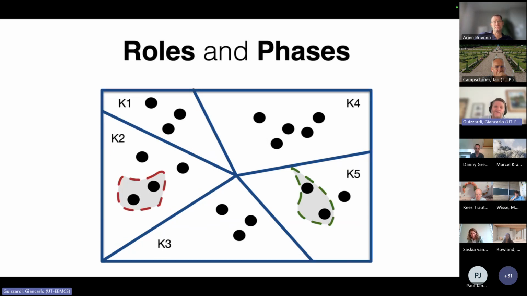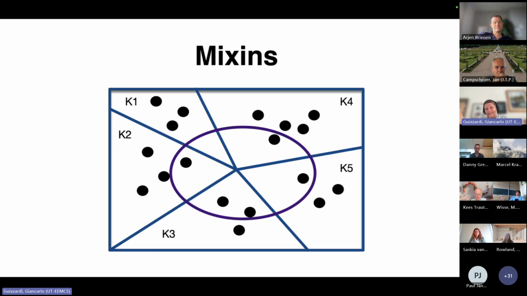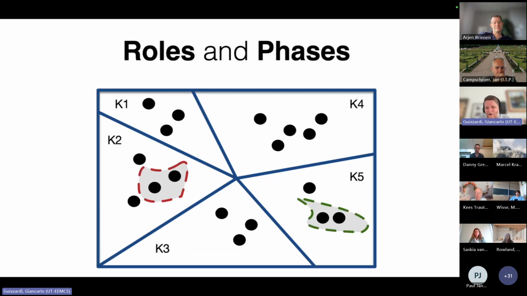These phases and roles are like shadows. They move within the space of a kind, classifying and declassifying things. So suppose this red thing here is being a teenager or being a student or being a husband. And as the world changes, this shadow moves classifying and declassifying things. Mixins are things which cross, as we saw here; phases and roles never cross the boundaries of kinds, right?